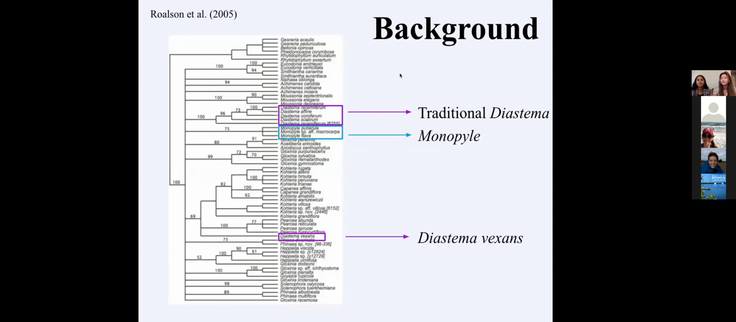And now for some background information. This is a morphological and molecular phylogenetic tree from the paper by Roalson et al. in 2005. We see here that Monophyllaea is monophyletic, and the traditional Diastema clade and Diastema vexans clade are unrelated. So Diastema is polyphyletic. We anticipated our sequenced Diastema to fall either within the traditional Diastema clade or with Diastema vexans. The reason why we're comparing Diastema and Monophyllaea to the subtribe Gloxiniinae is because different topologies have been seen in previous phylogenetic trees that have been produced.